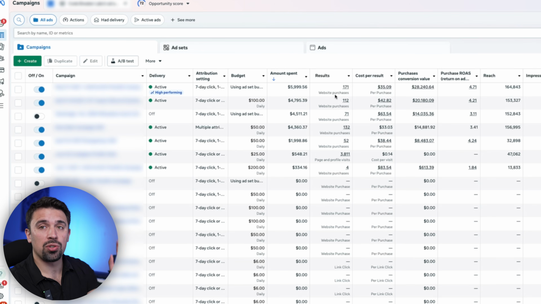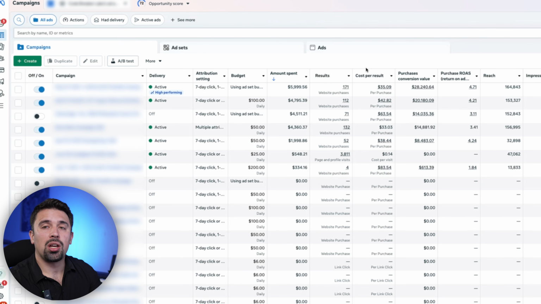Then we have our results column. So one thing to know about the results column is it's going to show you whatever you're optimizing for in that particular campaign. So in this case, the majority of my campaigns are purchase campaigns, but I do have this one Instagram and Facebook page visits campaign just to get more followers and stuff. Very low budget, but you can see that in the results column, it's showing that here. Okay, so that's just something to note.